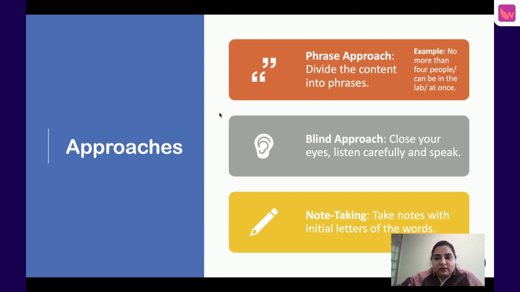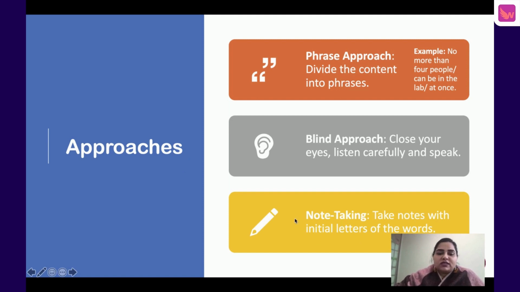Then you have blind approach. Close your eyes, listen carefully and speak. So this is how you do your blind approach. Listen to the sentence and just repeat it back. For note taking, you can take notes of every word that the person has said, with just putting the initials of each word.